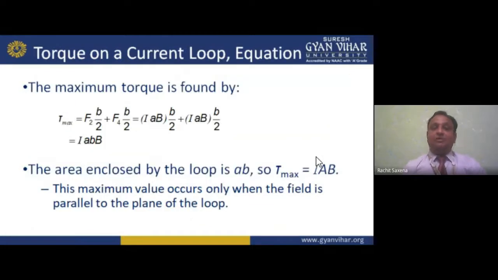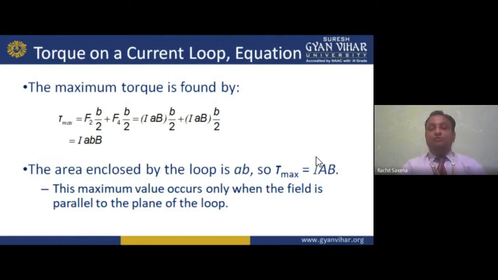Now if I am talking about the torque on a current loop equation, the equation which we want to find is the maximum torque: T maximum equals F2 times B by 2.